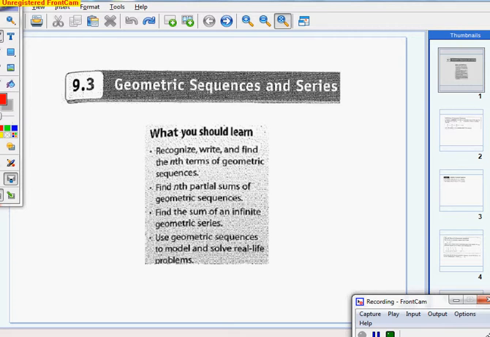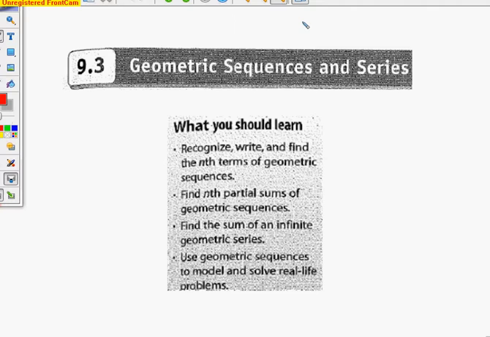Okay, so this video is meant for pre-calc. This is going to be broken into two videos. So again, there will be two videos. One will be on geometric sequences and one on geometric series. So two YouTube videos.